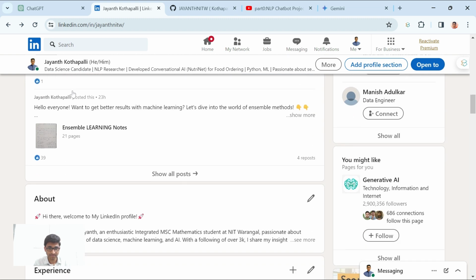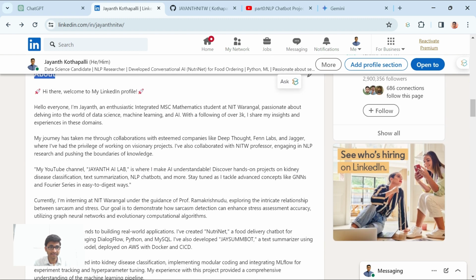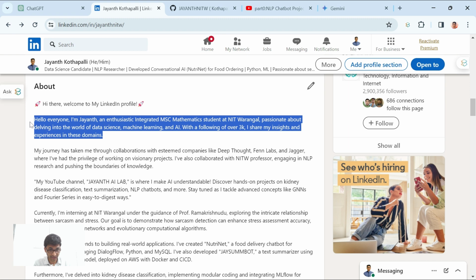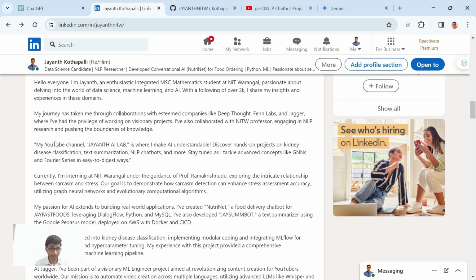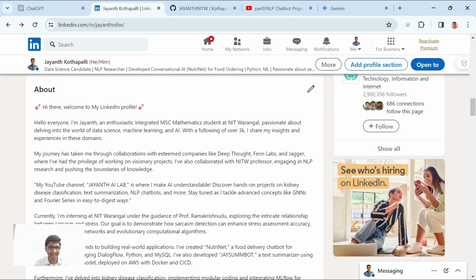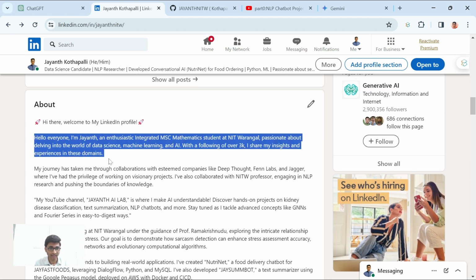The Featured section is very important, guys. I hope you understood the importance. Then the About section, which is very, very, very important. Let me open it. See, "Hey there, welcome to my LinkedIn profile." What I wrote at the start should be properly spaced because we have to read, right? It should be in its proper spacing like this.